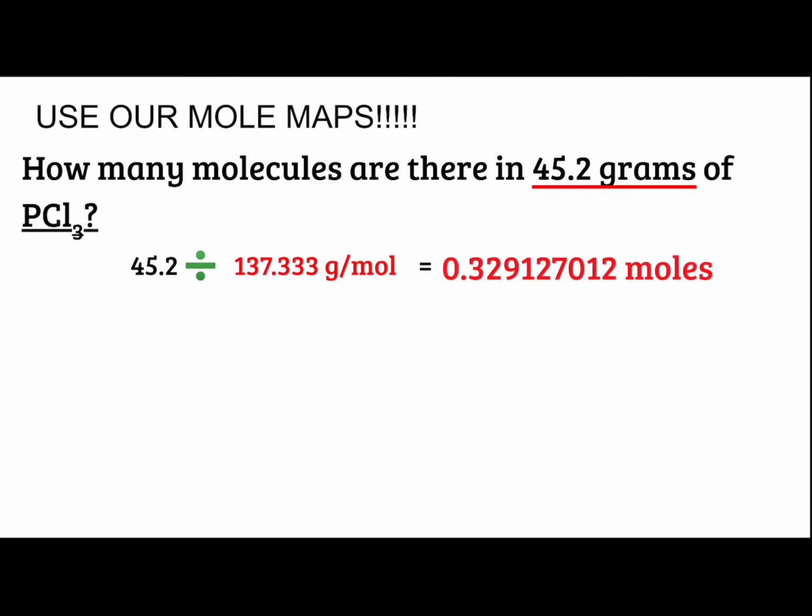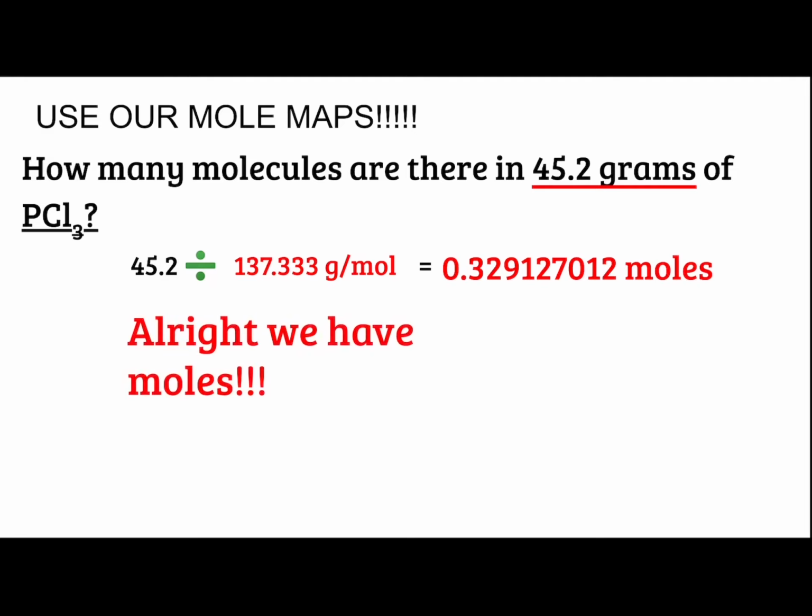If you look at your mole map, whenever I need to go from grams to moles, I have to divide by my molar mass. So 45.2, that's what we started with, divided by my molar mass is 0.329 moles. That's the first step, to convert to moles. I'm trying to get to molecules, so I have to keep going. Notice that moles and molecules are not the same thing. Molecules is a type of particle.